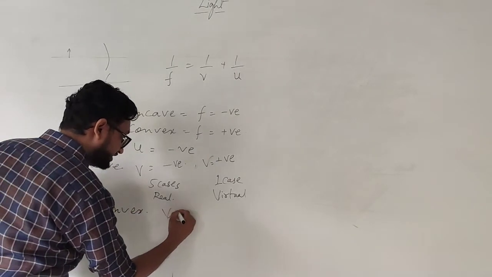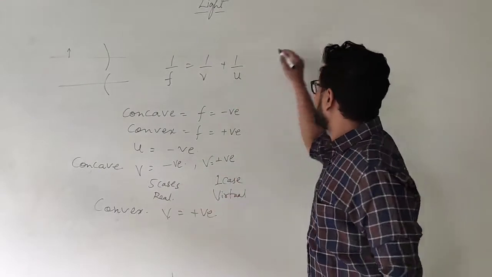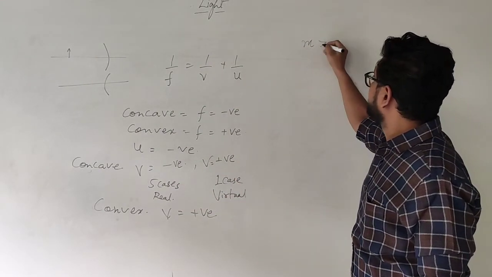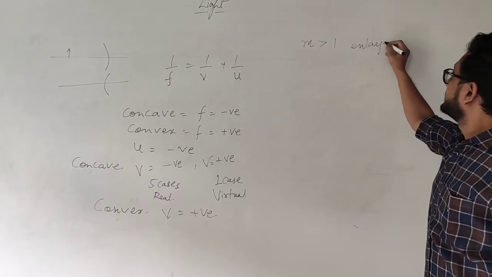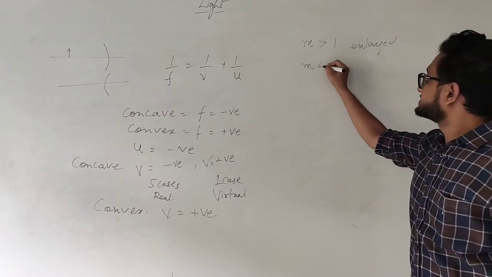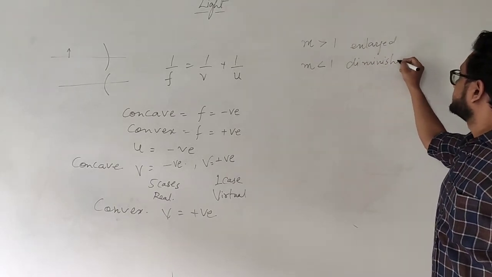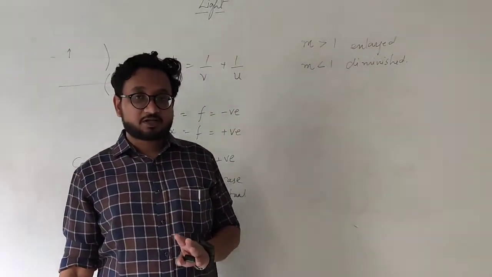Convex mirror, v is always positive. And for the magnification, if the magnification is greater than 1, then the image is enlarged, and if the magnification is less than 1, the image is diminished. I hope it is clear to you, students.